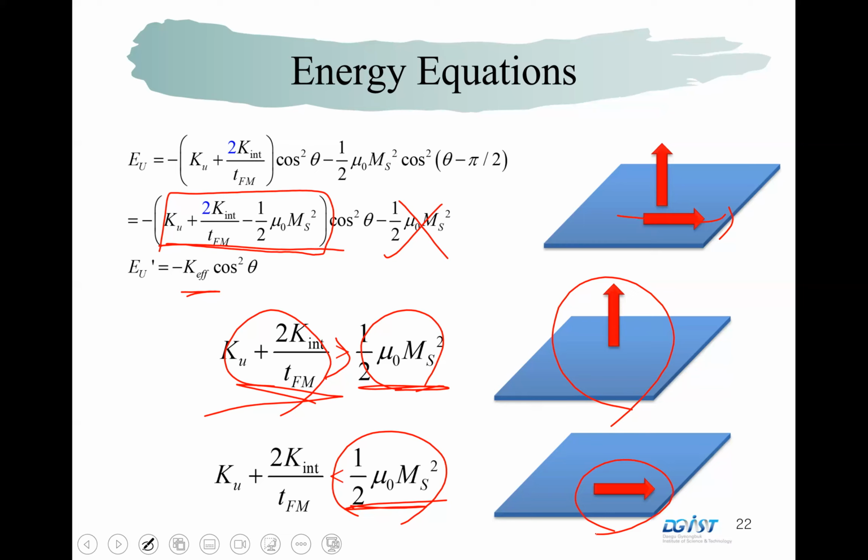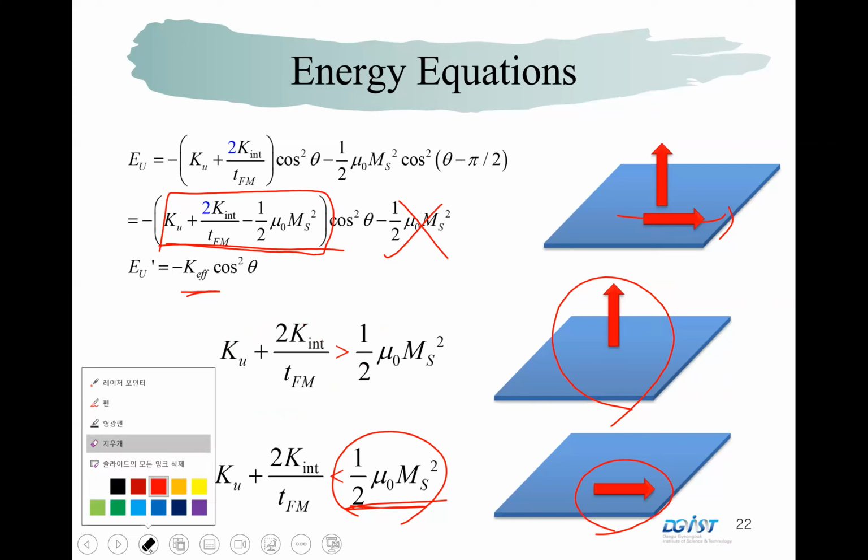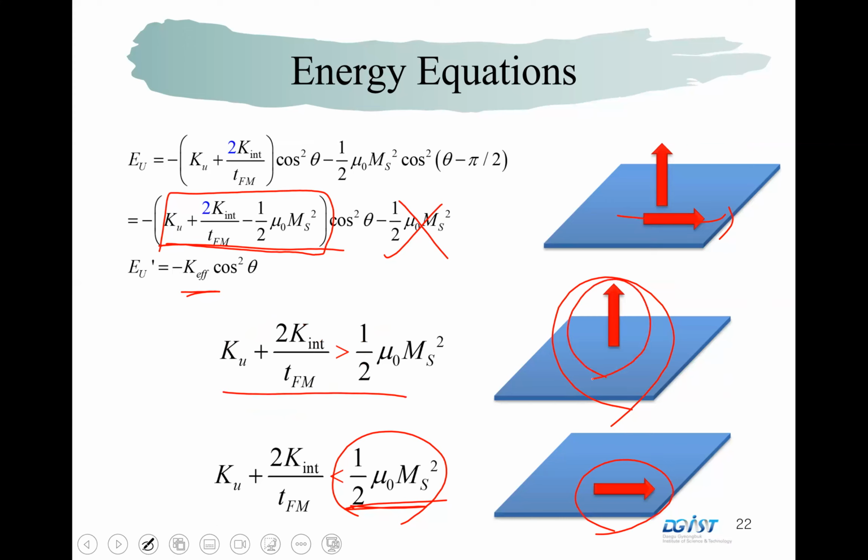Here is a very important point. There is no intermediate state. Once K effective is larger than zero, the moment points up, even though it is just slightly larger than zero. Many students are confused and think that if the terms are comparable, they prefer a tilted direction. That is not true. For the simple single domain model, they prefer only one direction, because even though the difference is small but non-zero, it will decide the direction. Okay, so please remember that point.